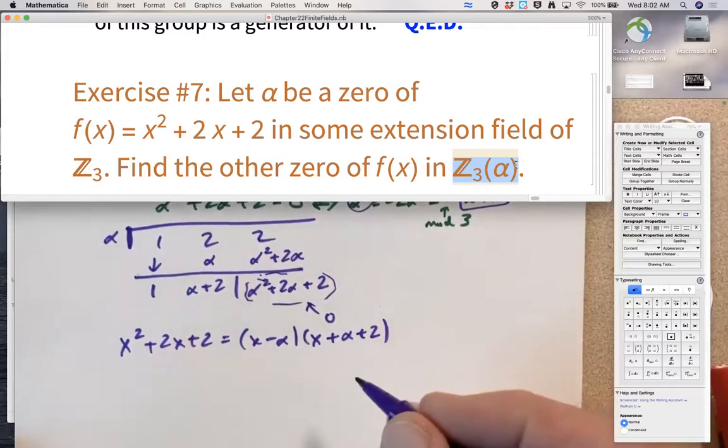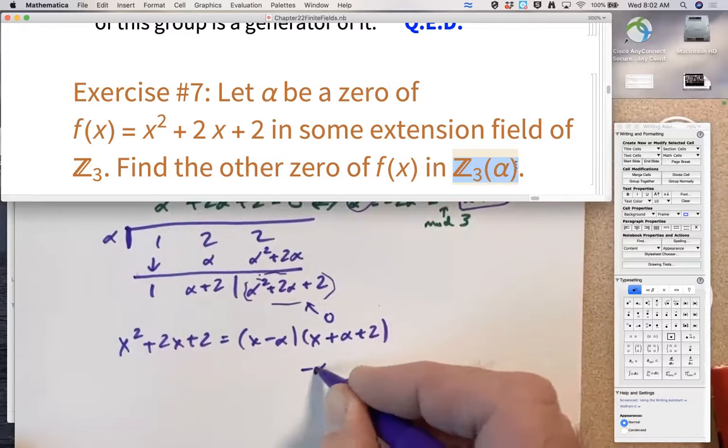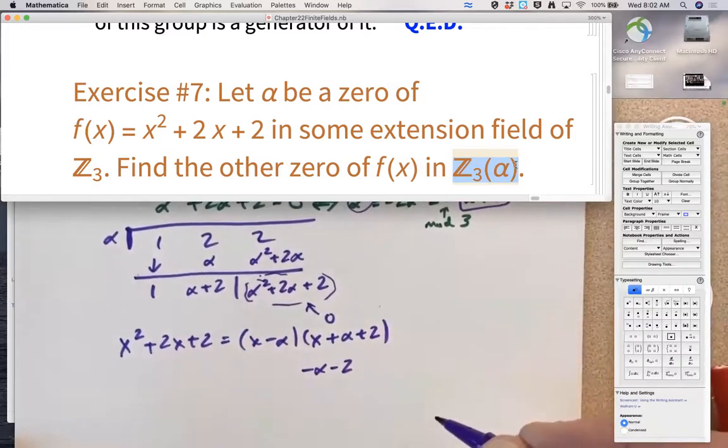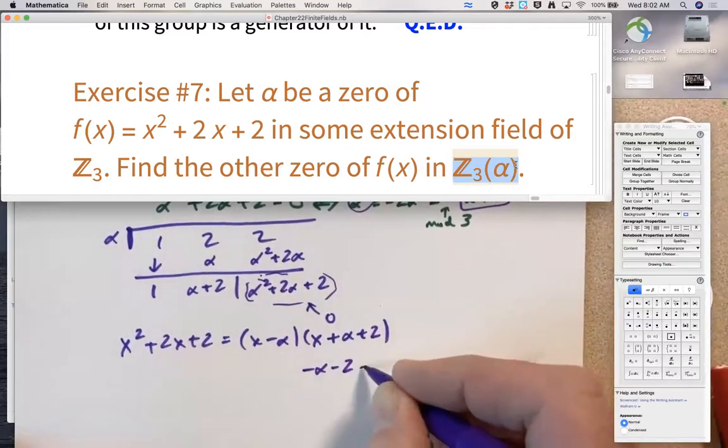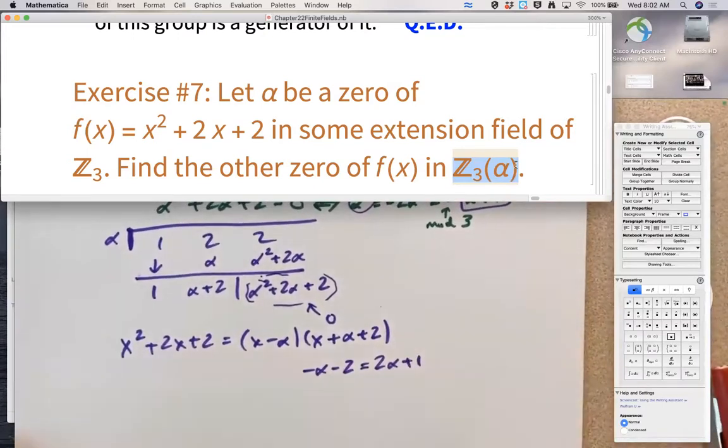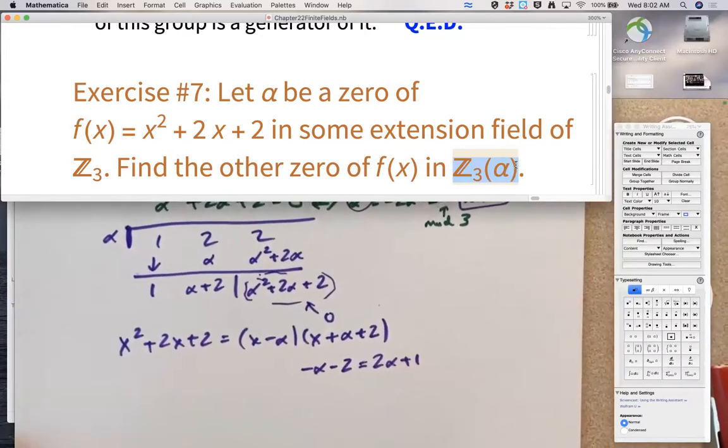So what is the other root? The other root is evidently negative alpha minus 2 mod 3. That's going to be 2 alpha plus 1. Did you get that? 2 alpha plus 1 is the other root.